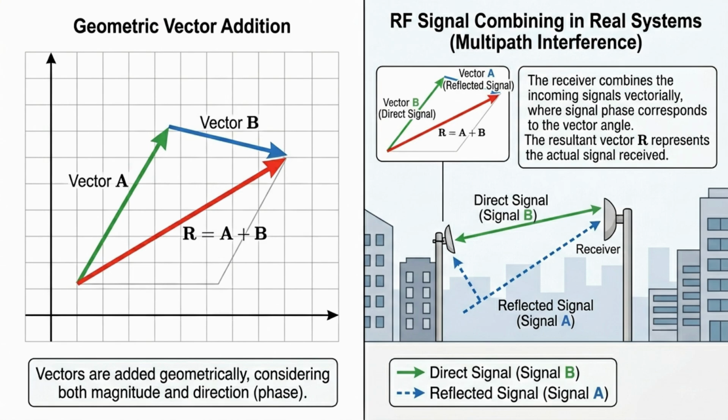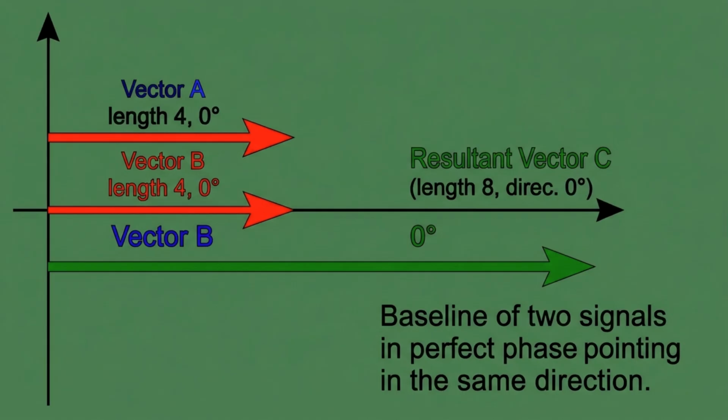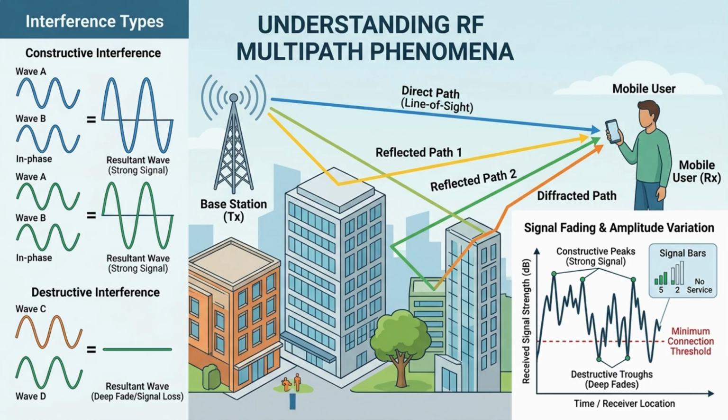This property directly maps to how RF signals combine in real systems. When two signals are added, their result depends on both magnitude and phase difference. If two vectors point in the same direction, they reinforce each other and produce a larger resultant signal. If they point in opposite directions, they partially or completely cancel each other. This behavior explains many RF phenomena such as constructive and destructive interference, signal fading, and amplitude variation in communication channels.